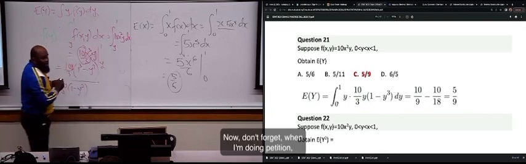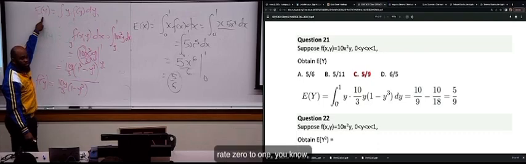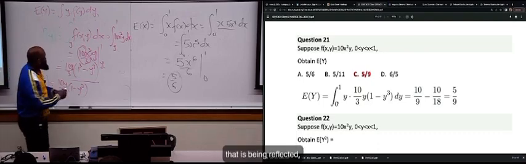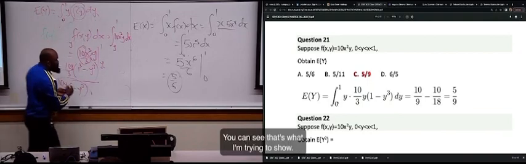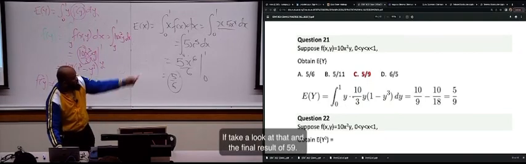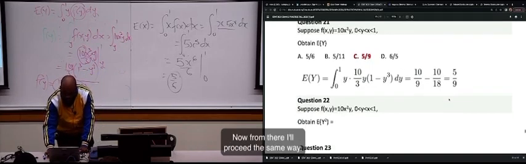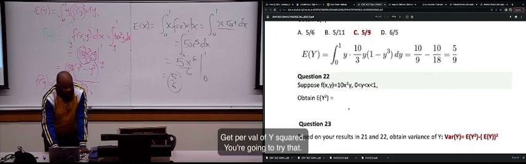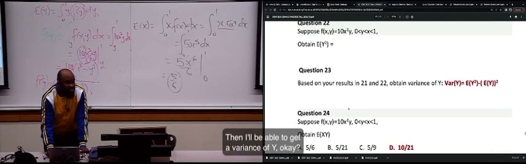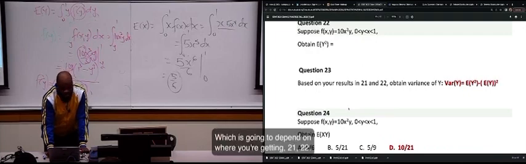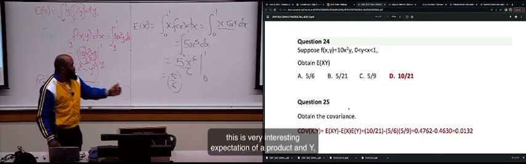Now, don't forget, when I'm doing expectation, I will use the natural range, 0 to 1. That is being reflected, and your f of y is what I derived here. If you take a look at that, the final result is 5/9. Now from there, I'll proceed the same way to get the expected value of y squared. You're going to try that. Then I'll be able to get the variance of y.